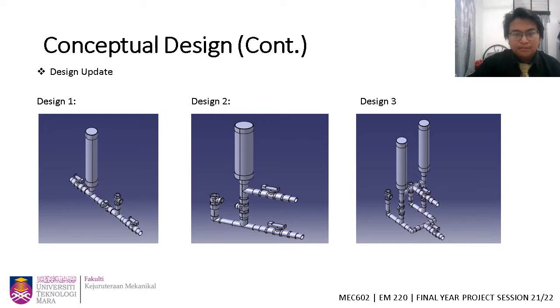After the design sketching, I used CATIA in order to design the hydraulic ram water pump in a proper way. So this is the design update after using the CATIA software.